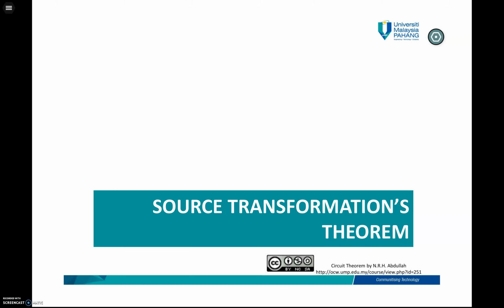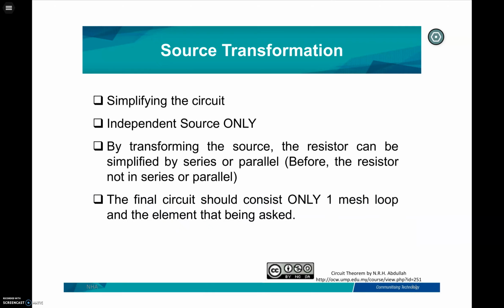Source transformation theorem. The source transformation theorem is used for simplifying the circuit. With independent sources only, by transforming the source, the resistors can be simplified by series or parallel, when before, the resistors were not in series or parallel. And then the final circuit should consist of only one mesh or loop and the element that is being asked.